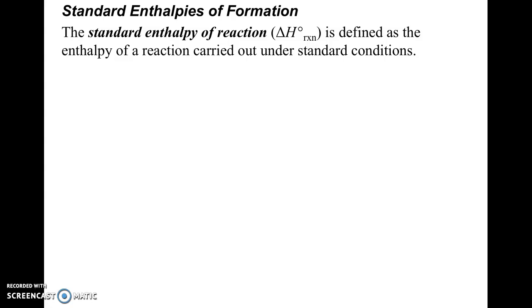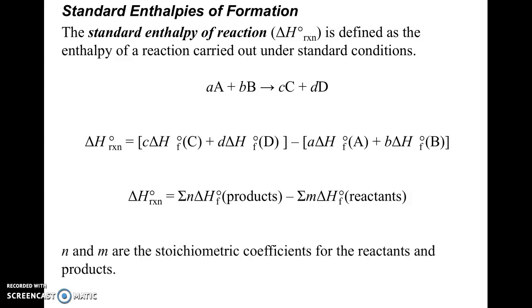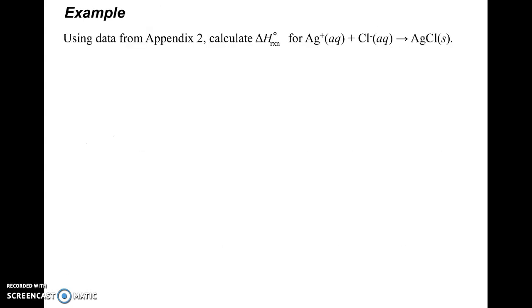So you can use those standard enthalpies of formation to come up with a standard enthalpy for a reaction. And so your reaction could be A plus B gives you C plus D with those stoichiometric coefficients. And so basically what this says is you can take the standard enthalpies of formation for the products and subtract the reactants. And I've just written it differently with some signs here, the capital sigma. And the n and the m are your stoichiometric coefficients.